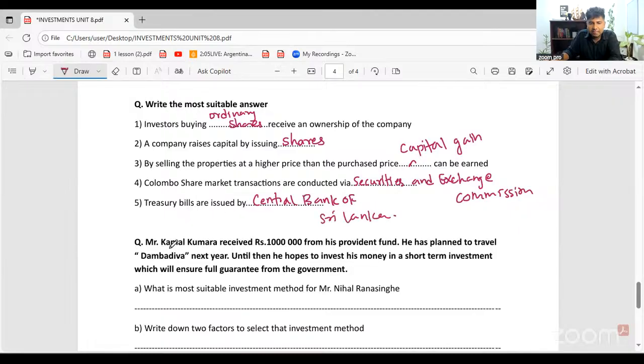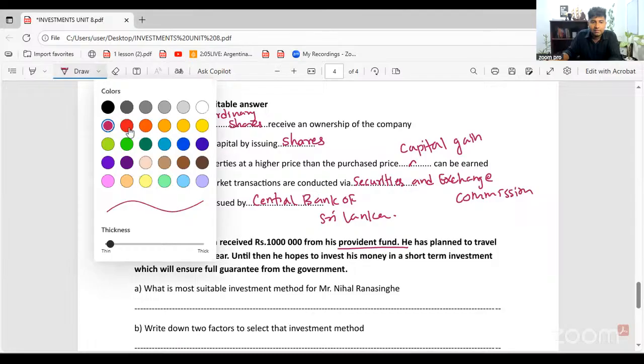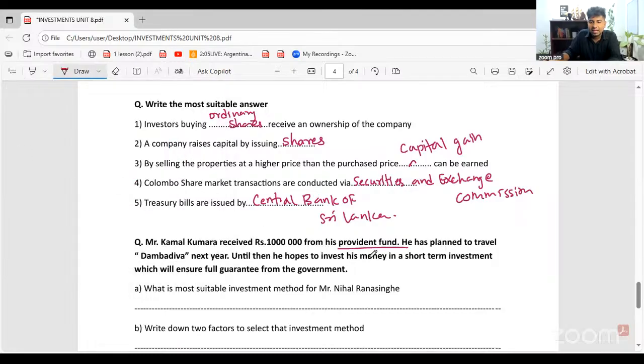Right. Mr. Kamal Kumara received 1 million from his Provident Fund. Provident Fund means EPF, ETF. When the people retire, they will get the money. He has planned to travel Dambadiva next year. Right now, out from his money, he has planned to go to Dambadiva, right?